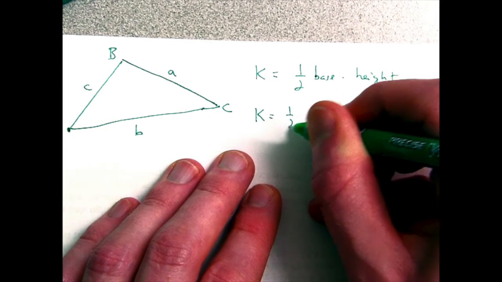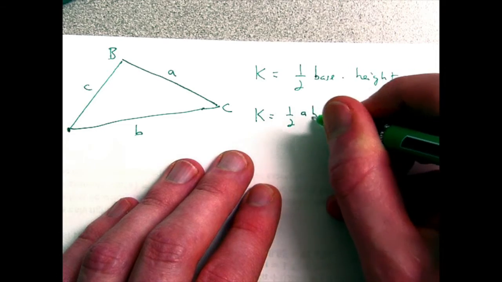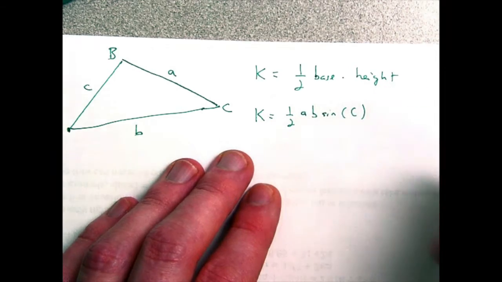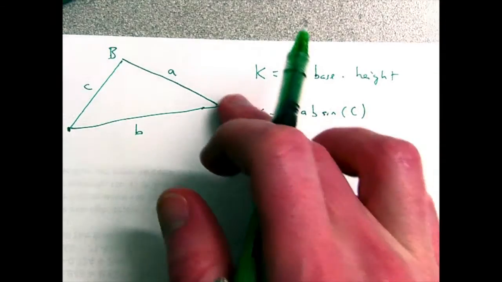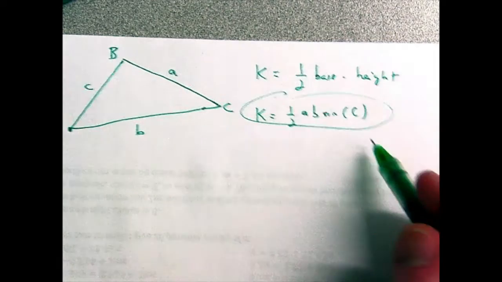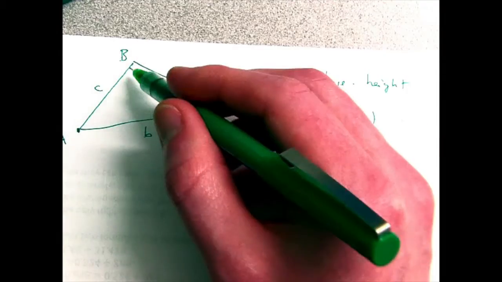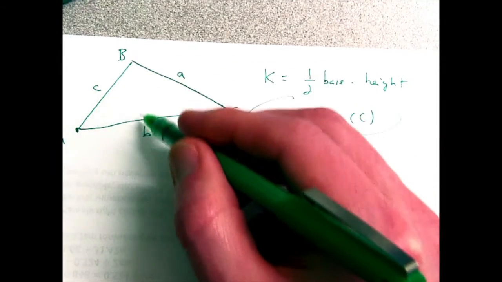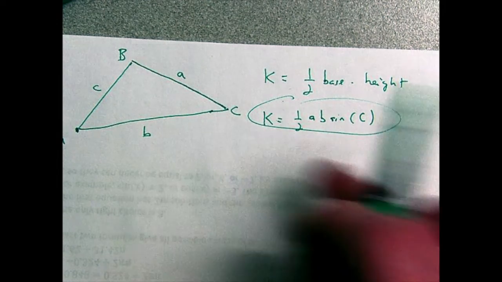well, one version of it is ab sine capital C. That means the length of this side times the length of this side times the sine of the angle in between those two sides. This formula is really nice because it doesn't require that you know the height. Finding the height of a non-right triangle can be pretty tricky. You'd have to find the length of this perpendicular segment here. Not very easy to do in general. So this thing is great because you don't need the height.